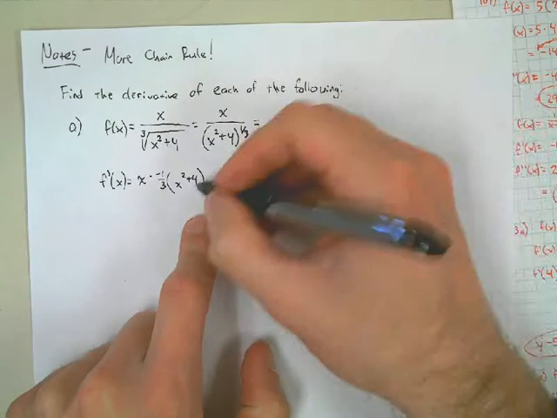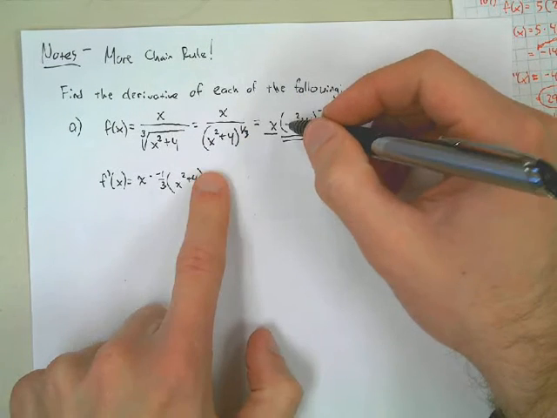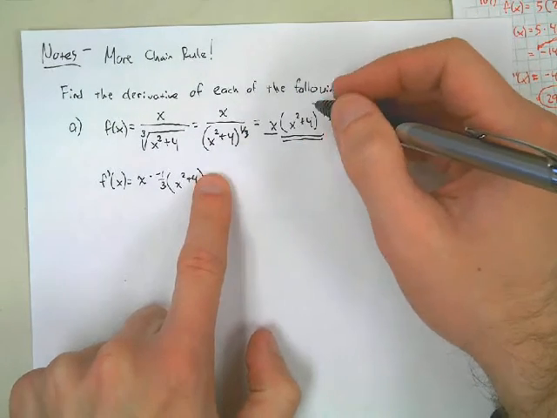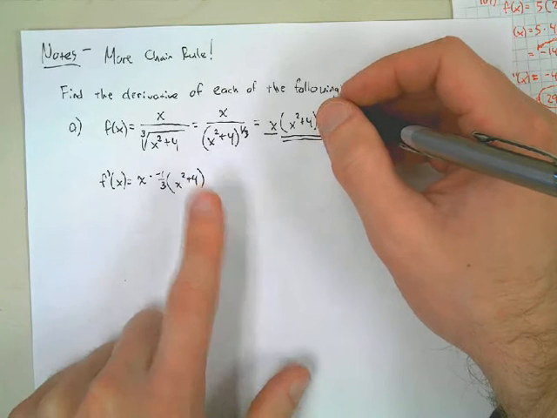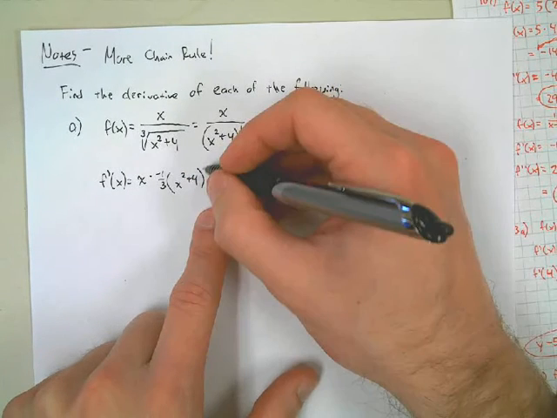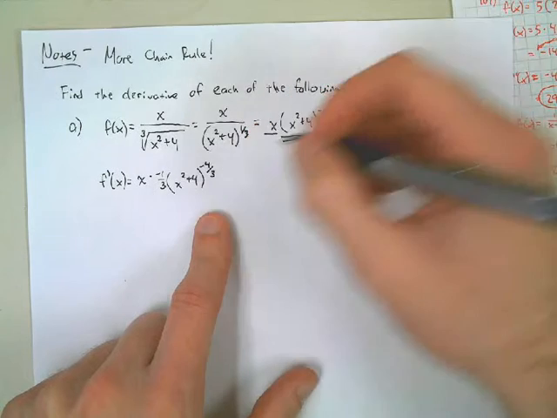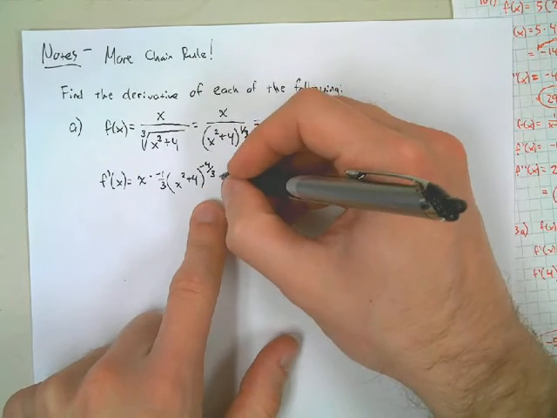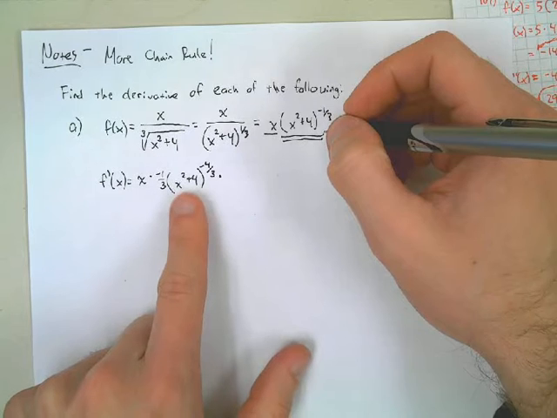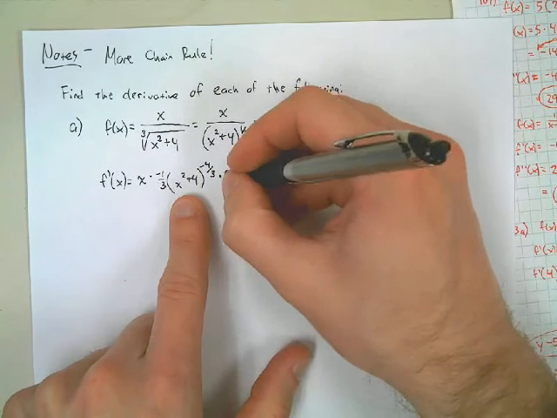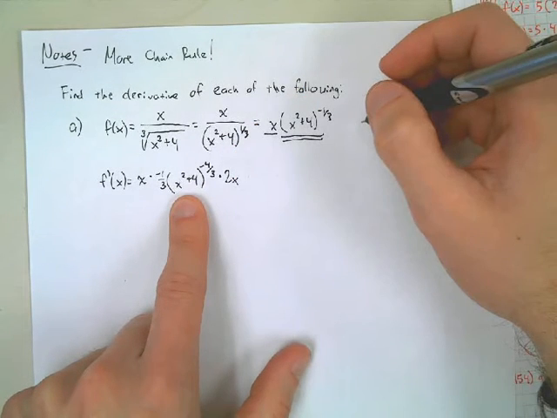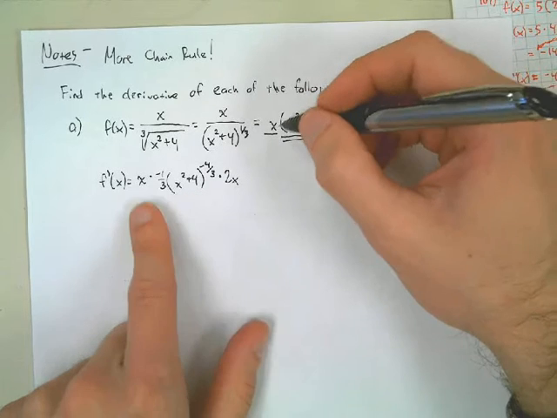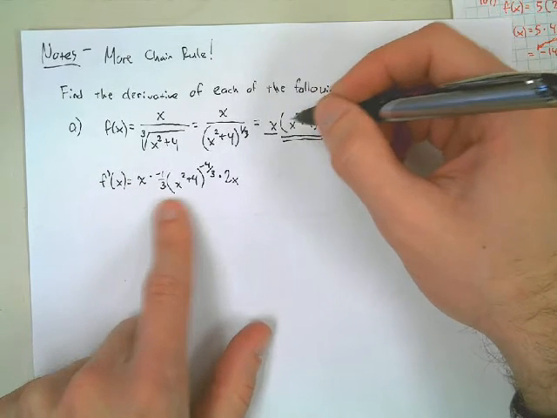Some people will remember to bring that power up front, but they'll forget to subtract their exponent there. So please don't do that, okay? What should our new power be here? Negative 4/3, right? Yeah, negative 1/3, take away 1 is negative 4/3. Times the derivative of what's inside. 2x. Okay? So that, again, that was the first thing times the derivative of the second thing.